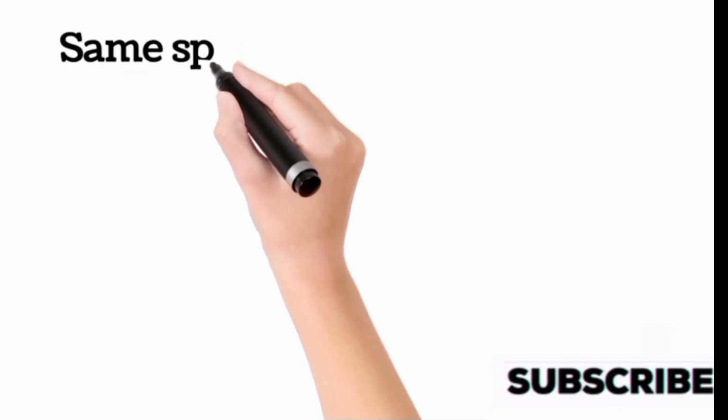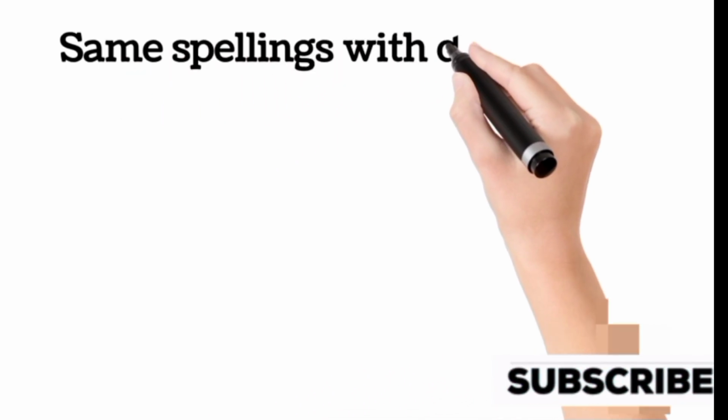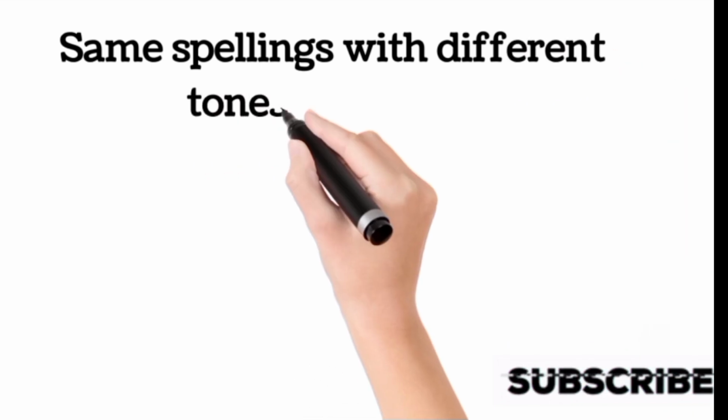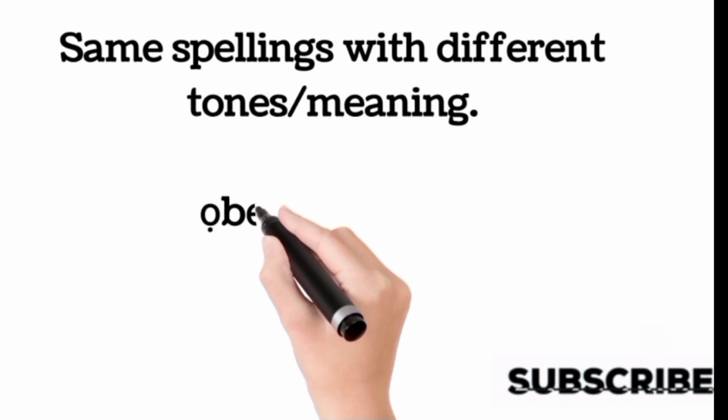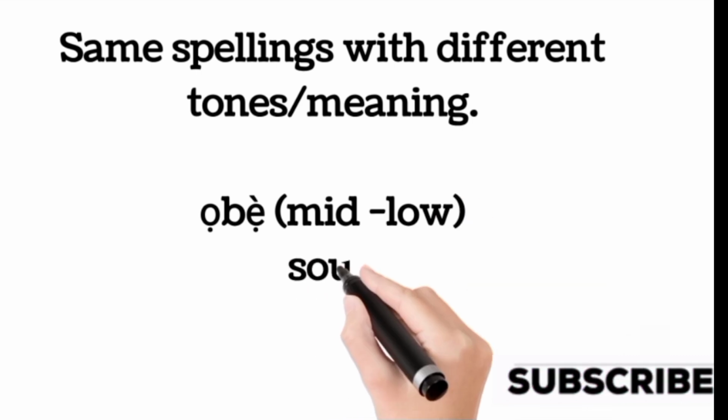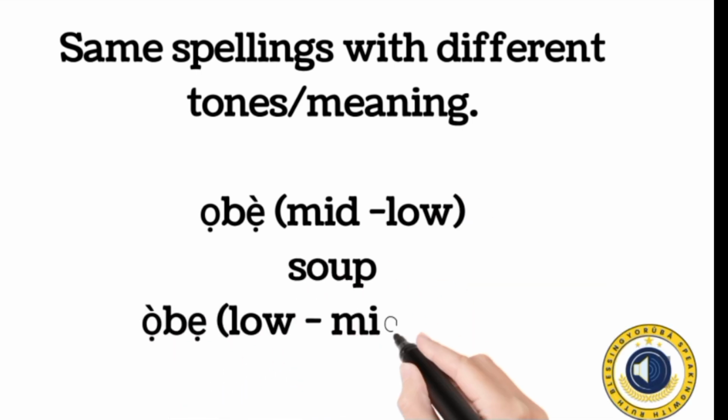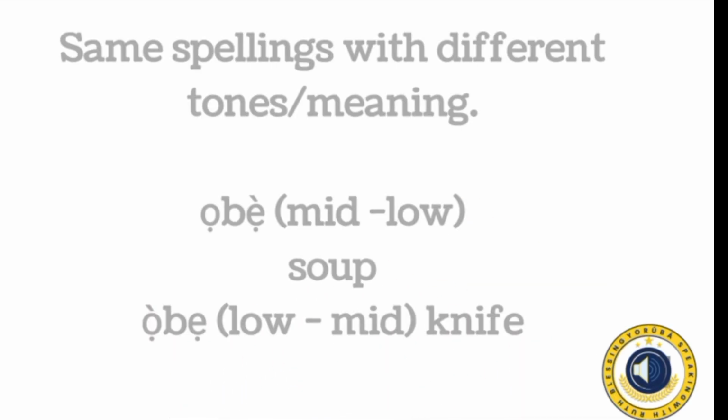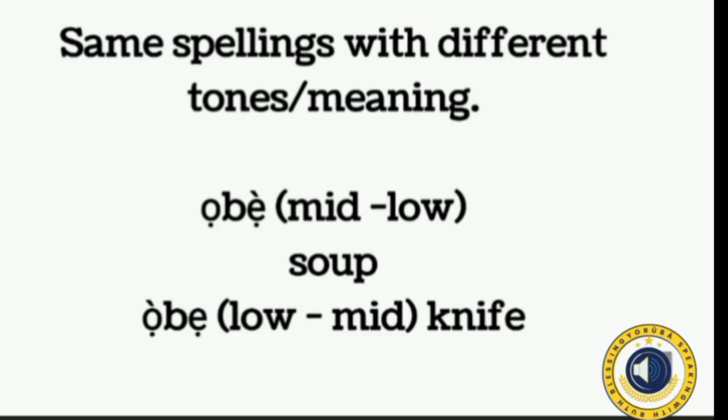Also, look at the same spellings with different meanings. That is why it is important for you to always watch out for the vowels, the marks on them, and the dotted letters for proper pronunciation. The tone on the first one is mid and low, and that is re, do. That gives us o, be. Don't forget it's not the regular o, but the dotted o. So it has to sound o, and the e is dotted as well. O, be. Obe is called soup.